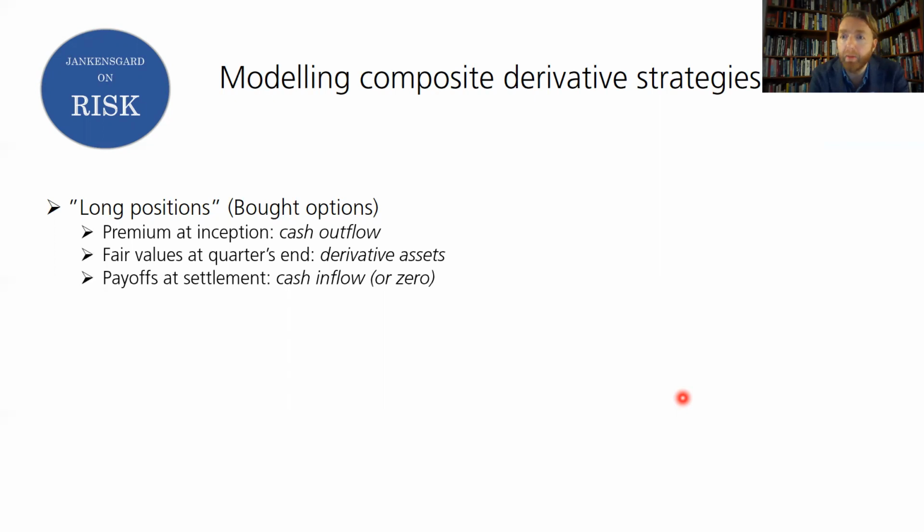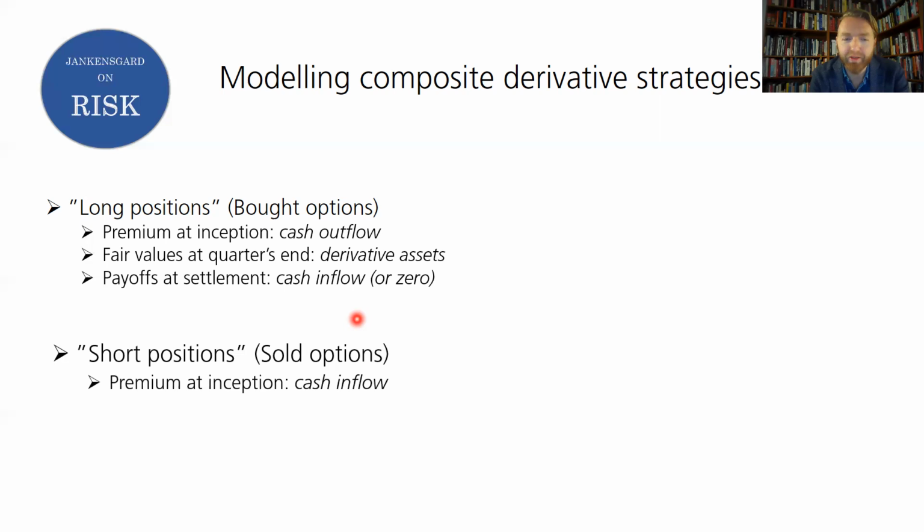So it can only get better from that point on, in the sense of the downside being capped, right? So it's an asset from that point on, and at settlement, it can either be a zero payoff or a cash inflow if you end up in the money, right? But it can't go negative.